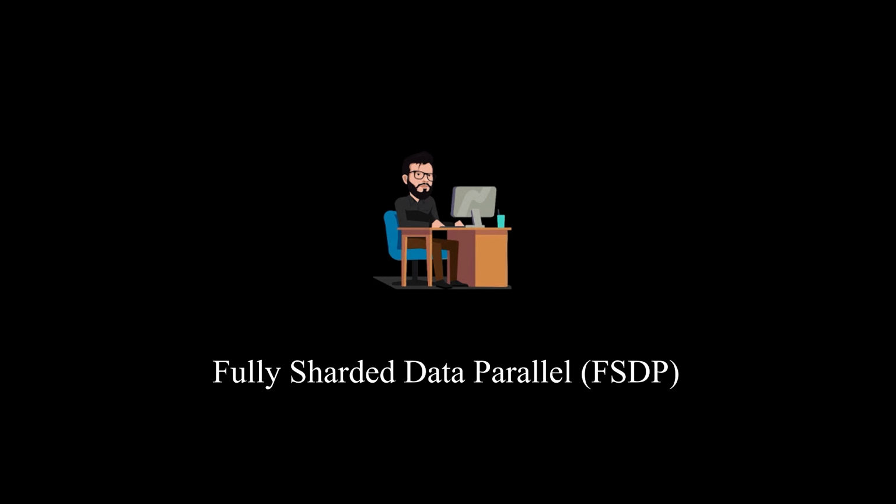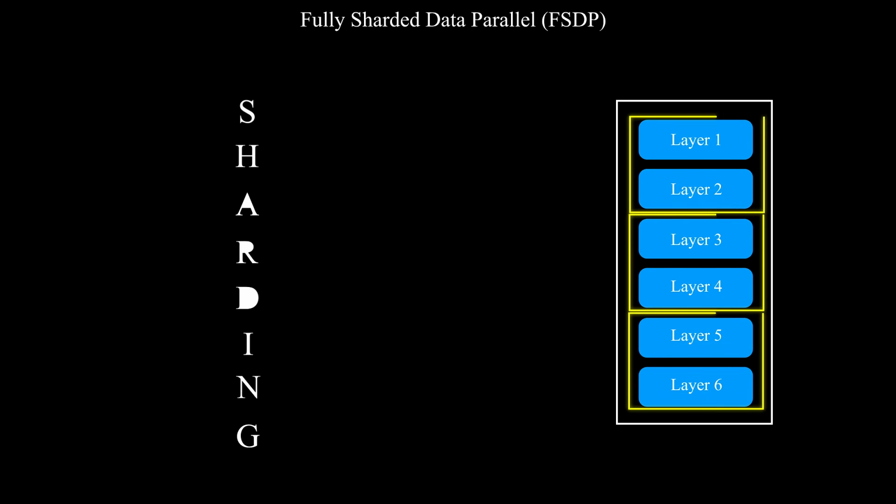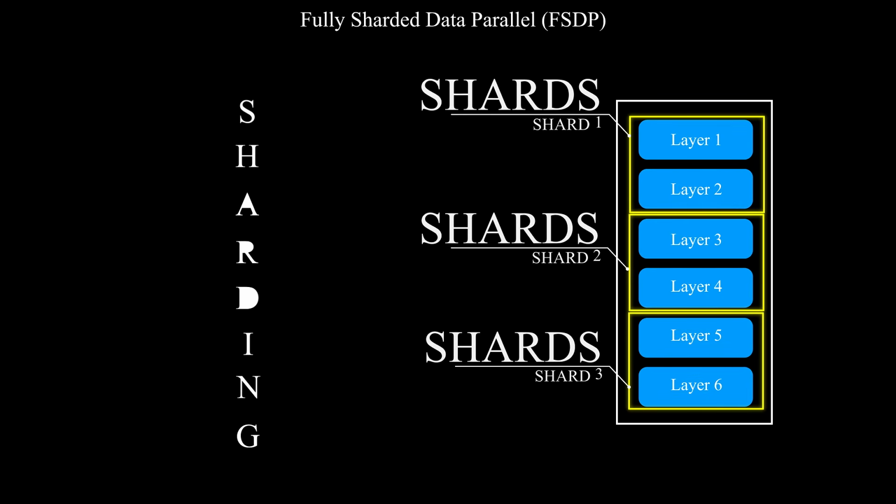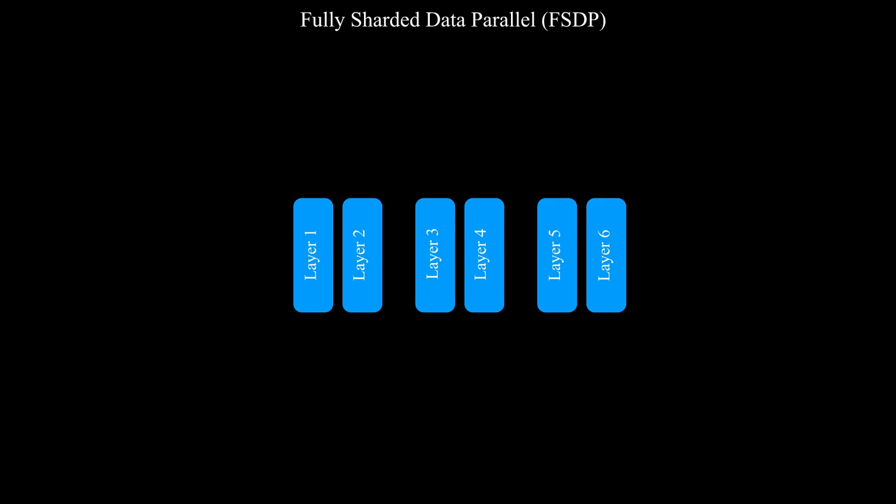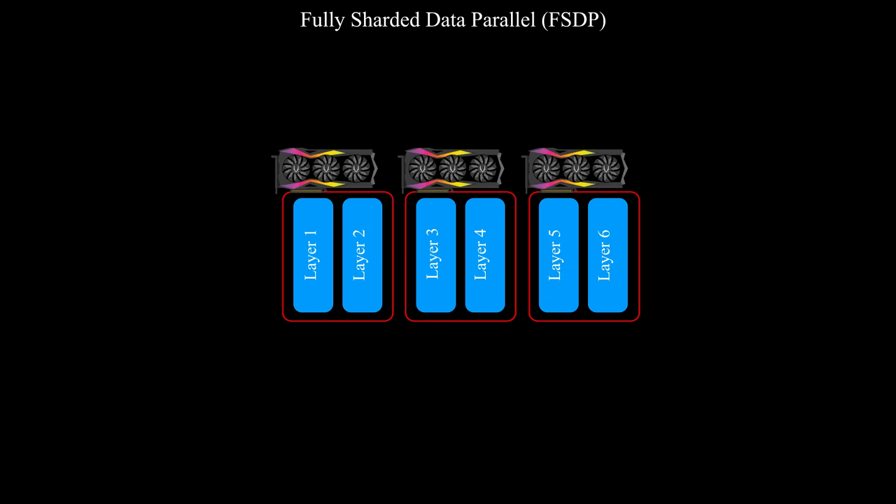In this video, we'll see how fully sharded data parallel, or FSDP for short, works and how it became the most important contributor to the modern AI sensation. The word sharding means division and distribution of data or model parameters into manageable pieces. We call these pieces shards. In our case, sharding means splitting a model into chunks and sending them across multiple GPUs.